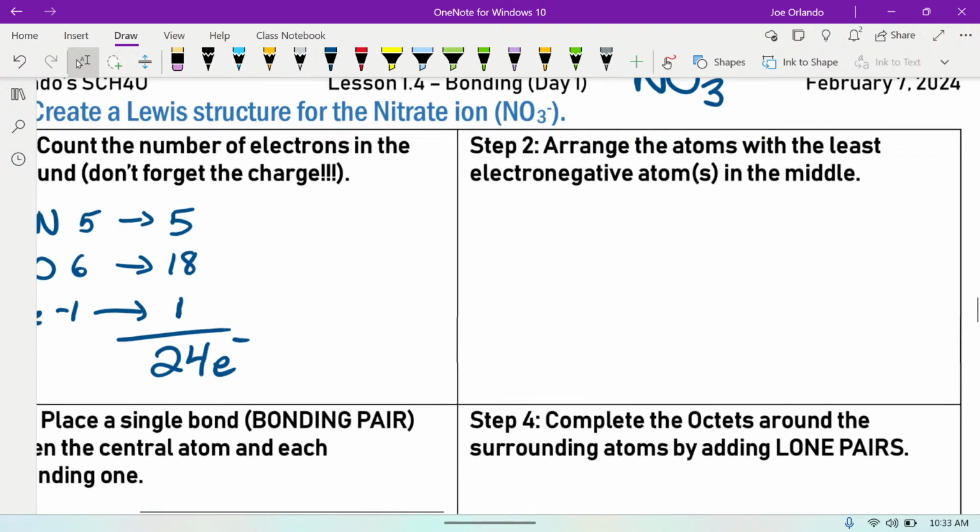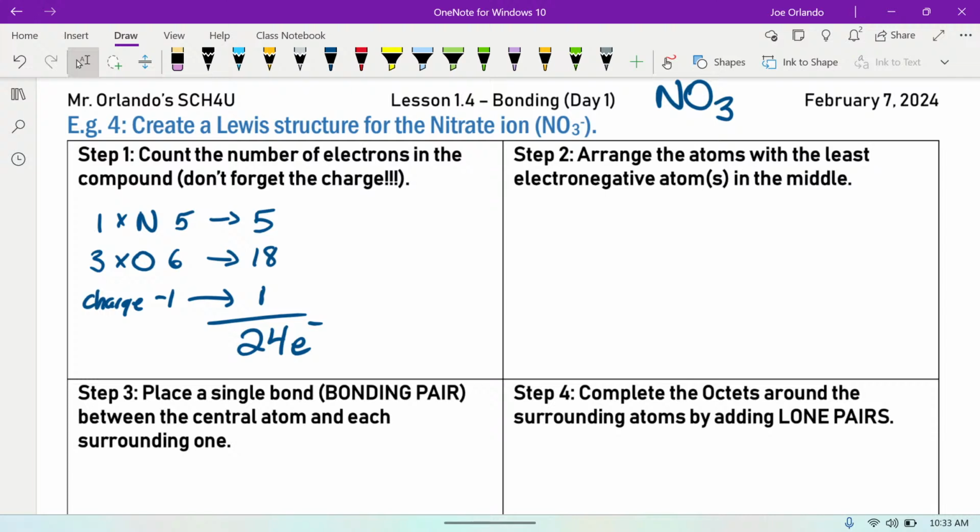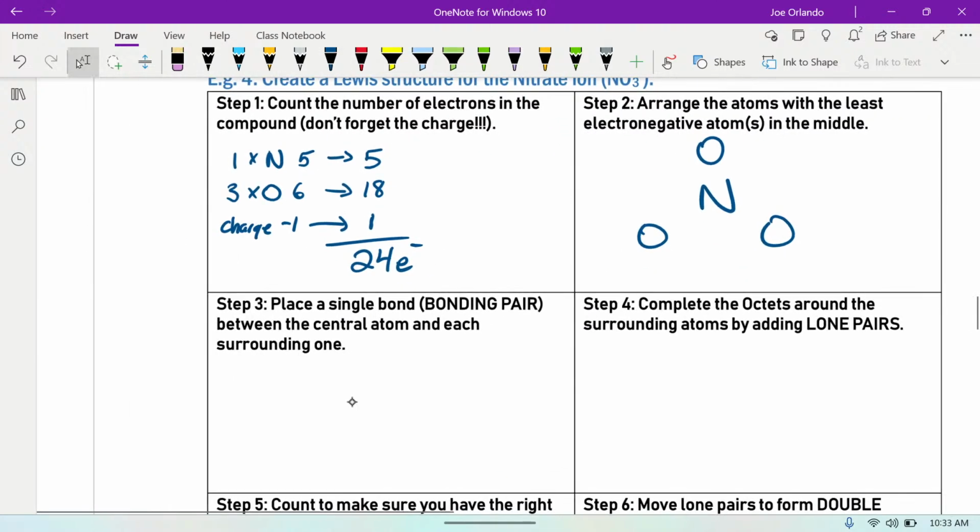But anyway. Okay, so how do we arrange this? Well, as a rule, what's going to serve us well is we put the least electronegative atom in the middle. What's that here? Nitrogen. And we're going to surround it with oxygens. All right. Then what do we do? Single bonds? Yeah, we would add a single bond in each spot.